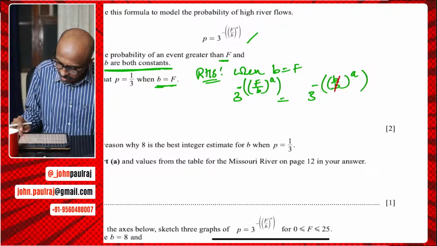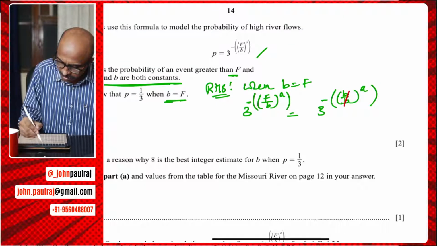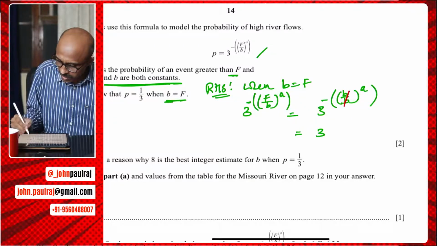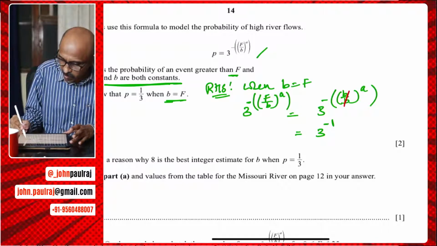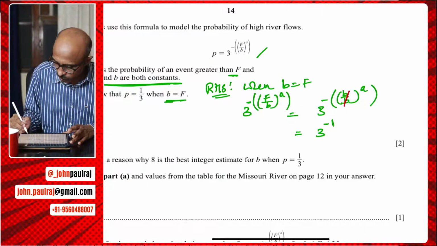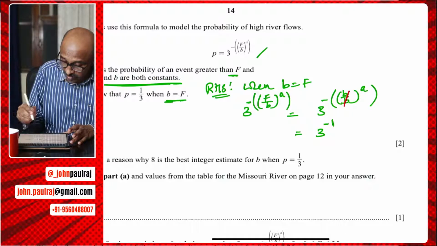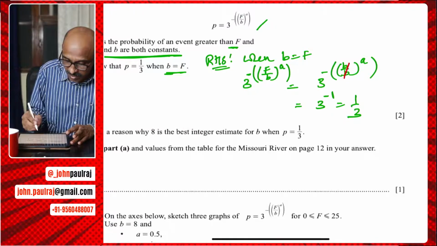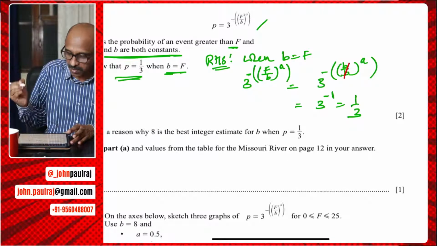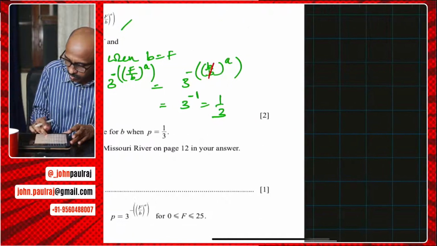Okay, and what do you have? You've got 3 to the power of negative, and this is 1, right? 1 to the power of A, 1 to the power of any number is just 1, so B over B is 1, it's 1 to the power of A, and so it's just 1. Okay, and so this is the right hand side: 3 to the power of negative 1, which is just 1/3, and so the left hand side must be 1/3. Okay, so let's continue from here.